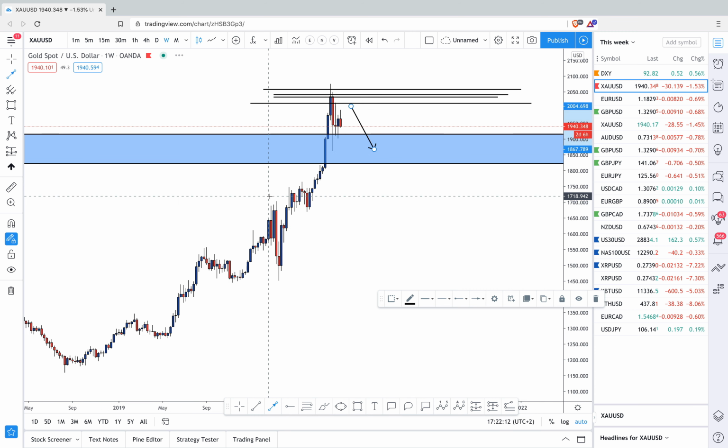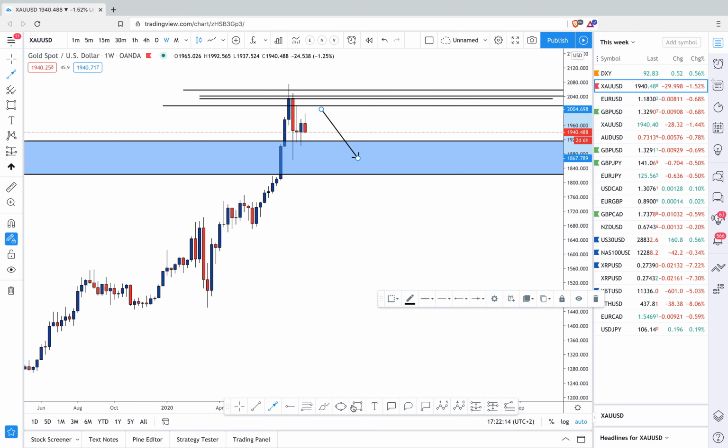But then if we switch to the weekly, we can see that the market immediately rejected to the upside, which is a signal for us that the bulls are still in the market and we can still expect some push to the upside.